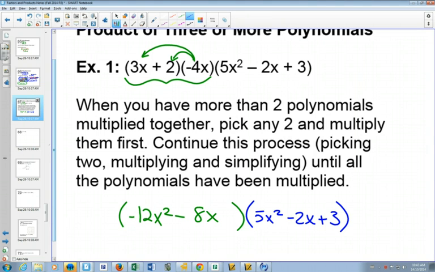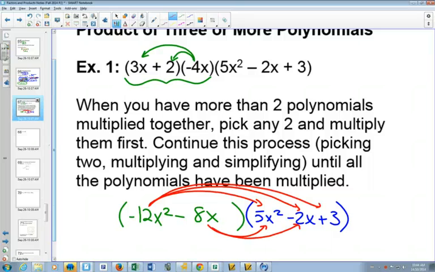And here you can choose if you'd like to do the chart method or the polynomial method, whichever one is easier to remember. What one would you like to do? Polynomial? Okay. All right, so this 12x squared has to go to the first one, to the second one, and to the third one. The minus 8x would have to go to the first, the second, and the third one as well.